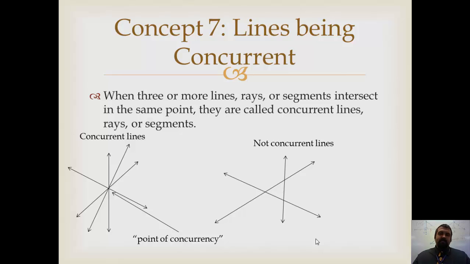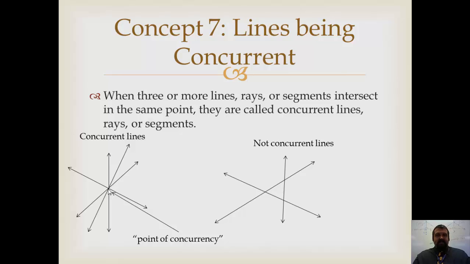When 3 or more lines, rays, or segments intersect in the same point, they are called concurrent lines, rays, or segments. So if I look here, these 4 lines intersect at this one point right here. So these 4 lines are concurrent. They intersect at one point. These 3 lines over here intersect at 3 different points. They're not concurrent lines. So it's a very fancy way of saying, hey, all these lines intersect at one point. It's one word instead of a sentence. So, concurrent lines, point of concurrency is the point that the lines are concurrent.